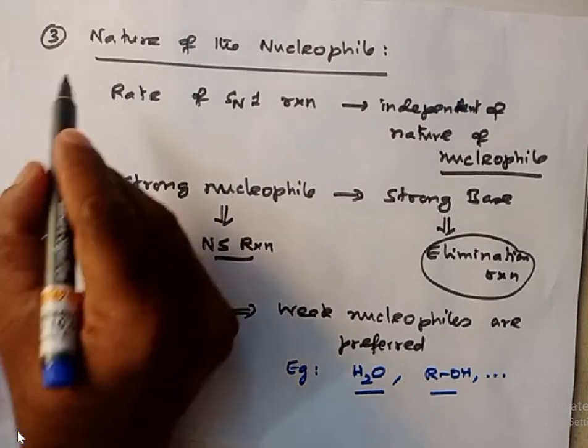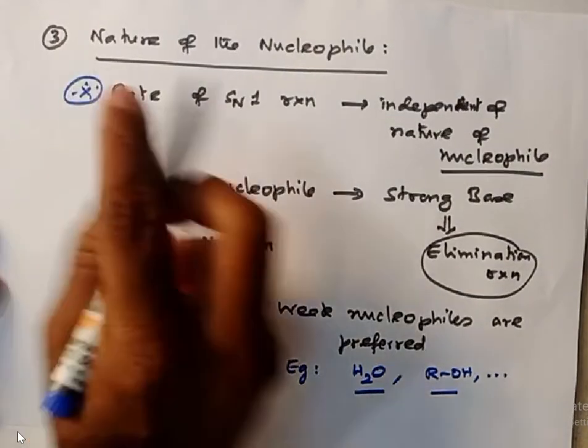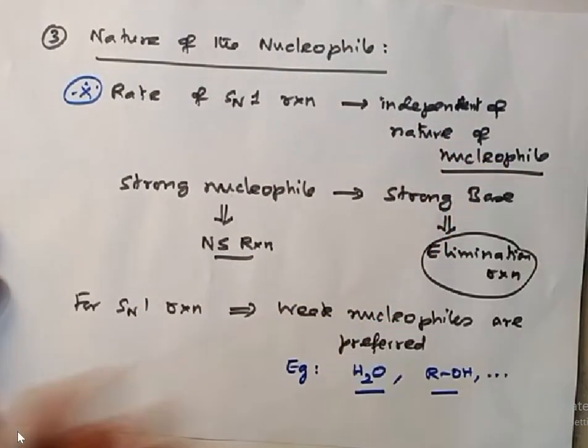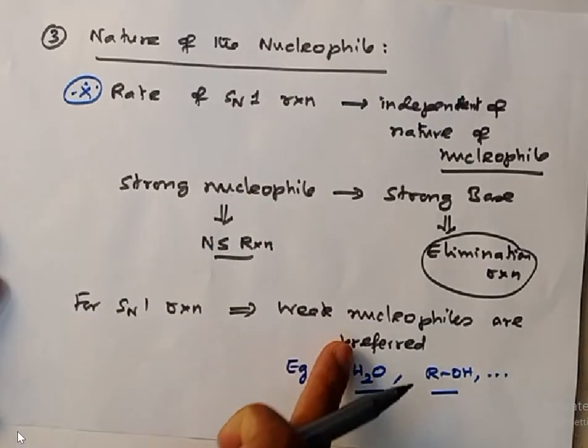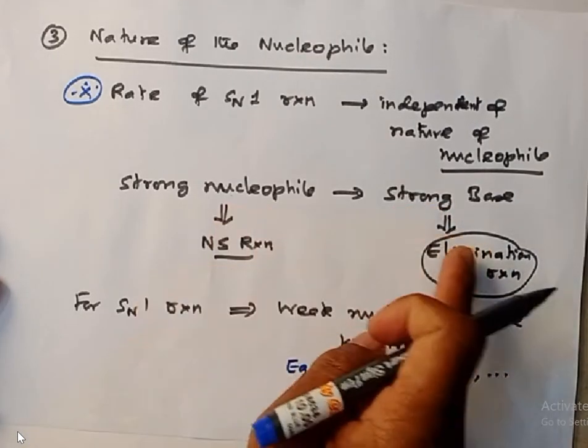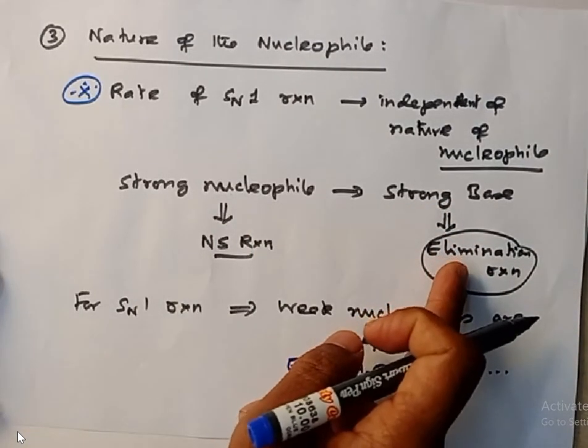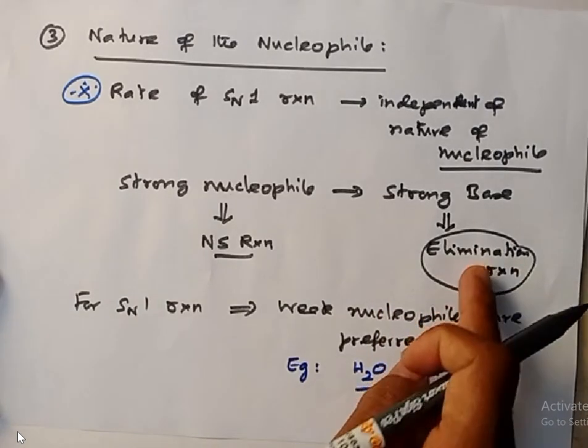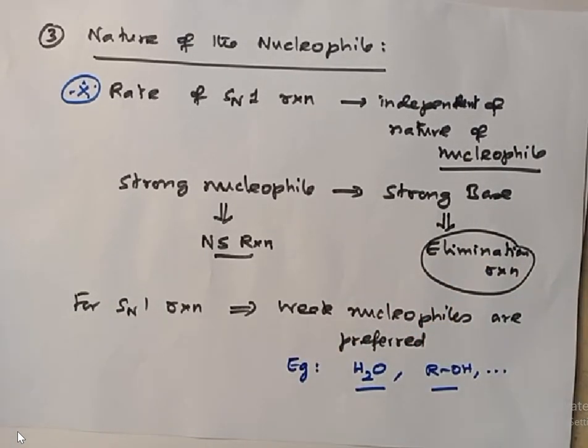Students, keep this in mind. This is very important: the rate of the reaction is independent of the nature of the nucleophile. That is the main point. But why do we prefer a weak nucleophile? If we choose a strong nucleophile, some unwanted reaction also occurs. To avoid that, we choose a weak nucleophile.